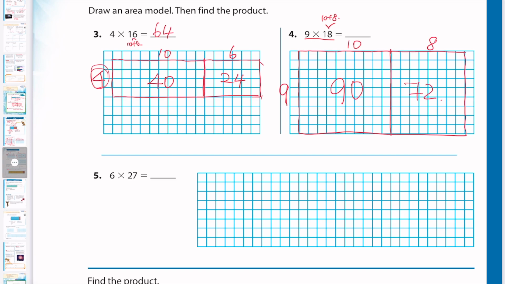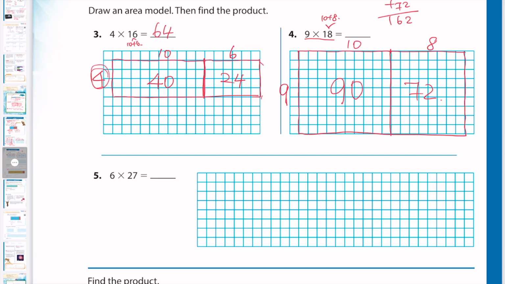72. So when you add 90 plus 72, you need what? This is me, so don't get confused. You can do it this way, always. 90 plus 72 is equal to 2, and this is 16, carry 1 up, so 162.